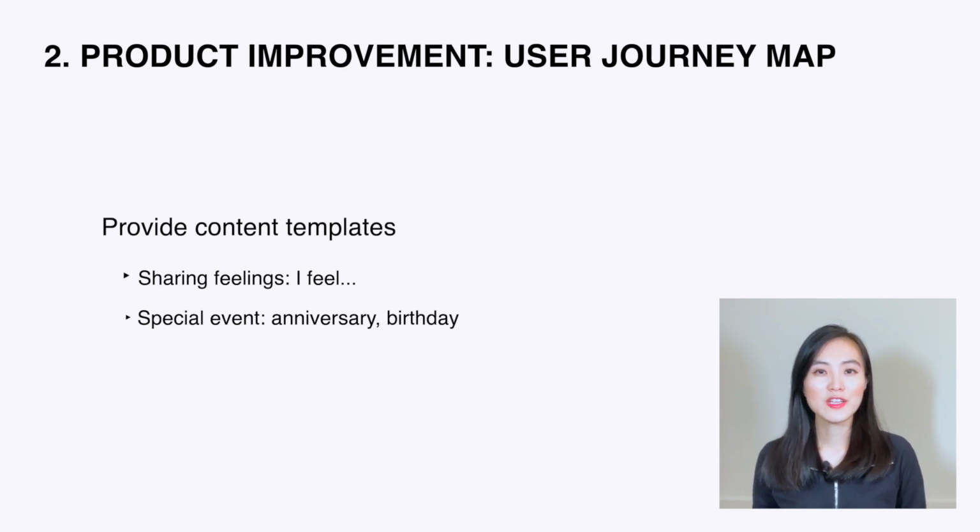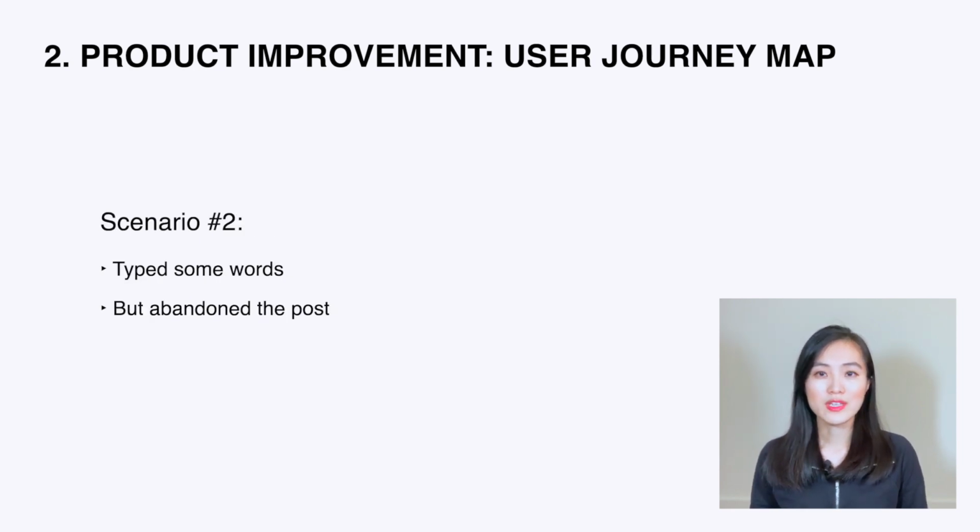Now, we have some ideas to reduce friction for users who have the intention to start but don't know what to say. There are also users who know exactly what to say and then type in some words, but they end up abandoning the post. Those users are just one step further to posting. Let's see how we can reduce friction here.